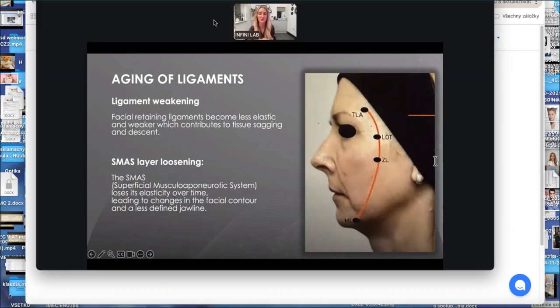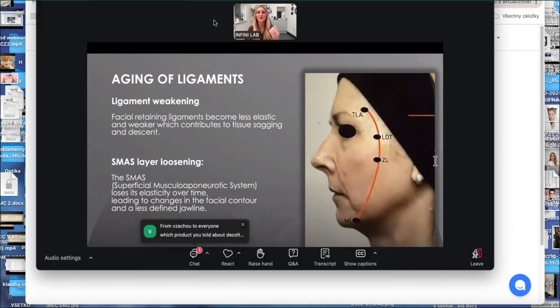The first one, which we knew a few months ago, says that ligaments are connective tissue structures. When the collagen level drops and fibroblasts slightly go down, the ligaments become more stretched and they simply do not hold the tissue the way they should.